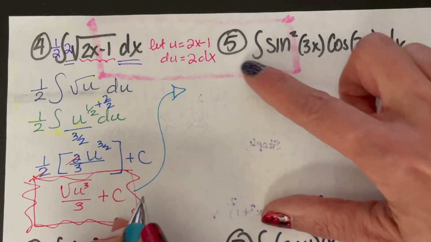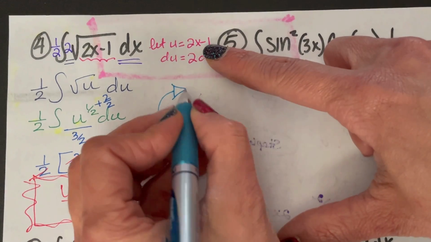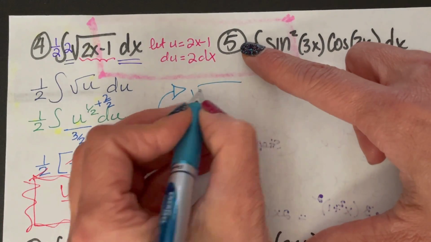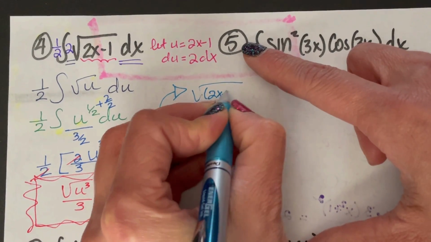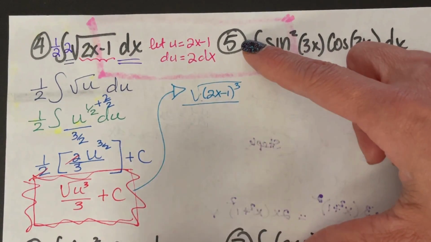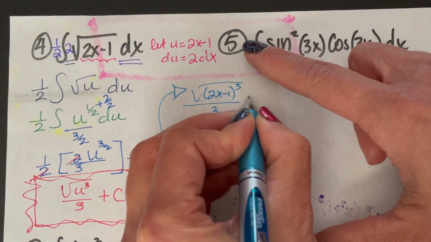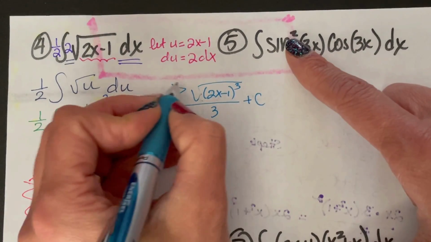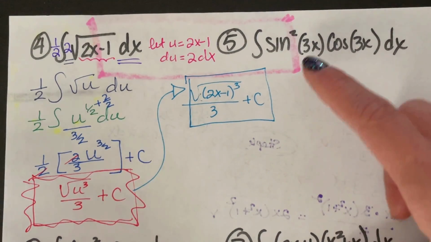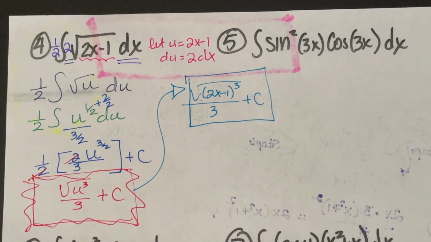All right, so I'm going to plug back in the 2x minus 1 for the u. So I'm going to have the square root of 2x minus 1. But that u is cubed. So to the 3rd power all over 3 plus c. And that's what I'm going to box. Can't forget to plug it back in. You shouldn't have any u's in your answer. Your final answer should have x's back in it.